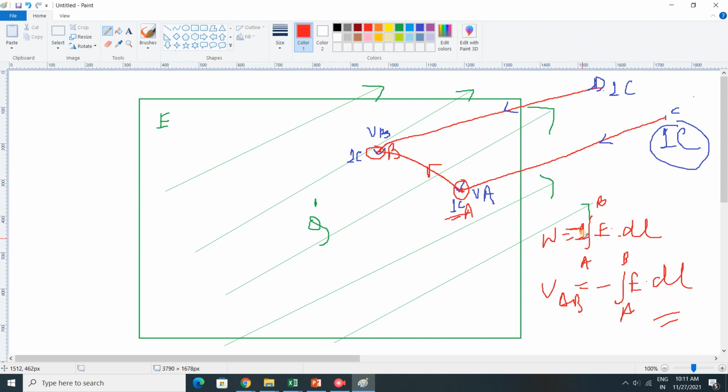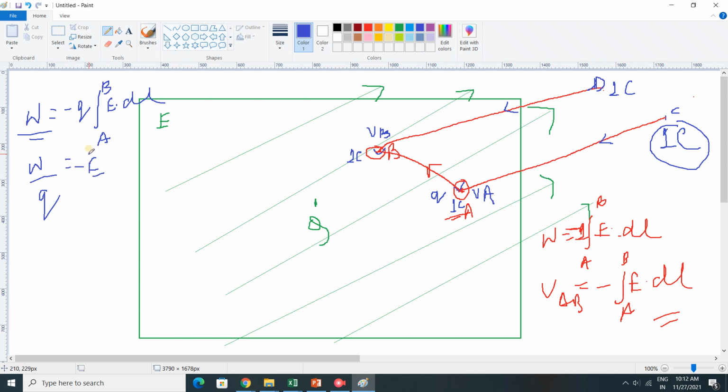Okay, but if I want to drag the 1 coulomb charge from A to B, that is the potential difference. Now, if that charge is not 1 coulomb, suppose that the charge is small q. Now there is another charge small q at point A, I want to drag it. So in that case, the equation will be minus small q integration of E dot dl. So this is the work done.